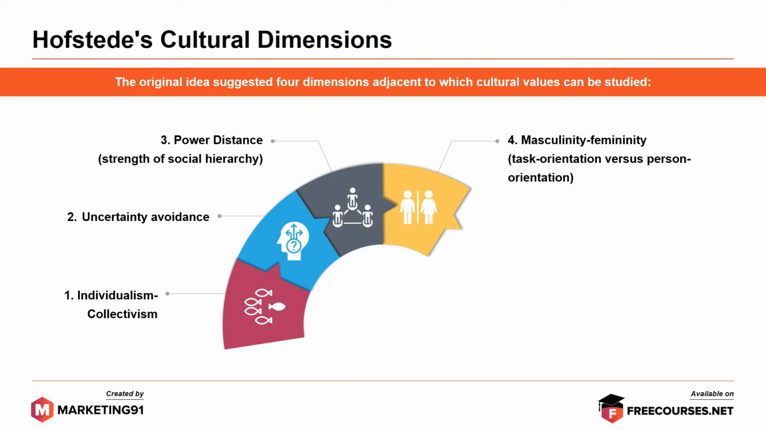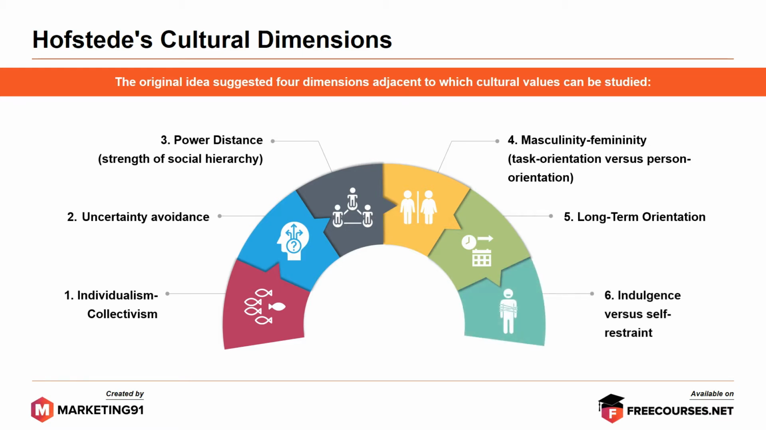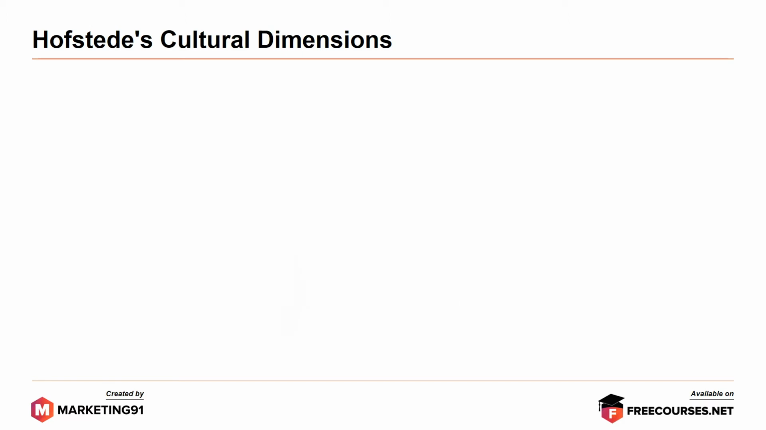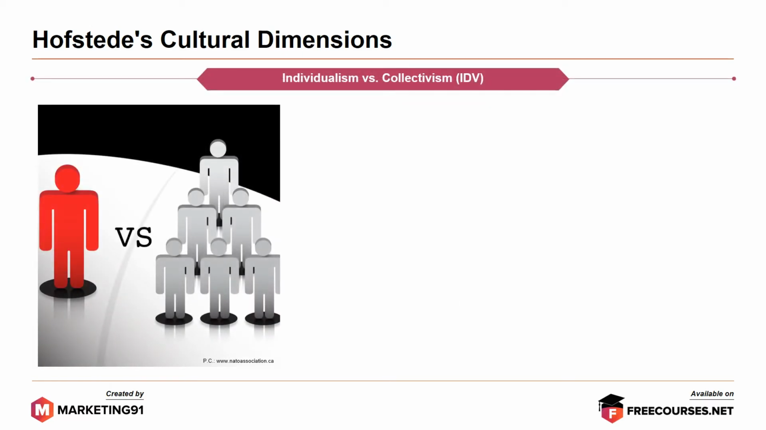After these 4, there was an independent research in Hong Kong which led Hofstede to add a 5th dimension, that was long-term orientation, to cover aspects of values not discussed in the original paradigm. And finally, in 2010, Hofstede added a 6th dimension, that was indulgence versus self-restraint. Let's start with individualism versus collectivism.